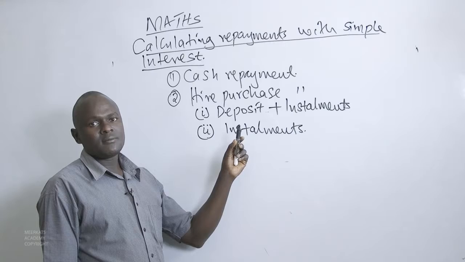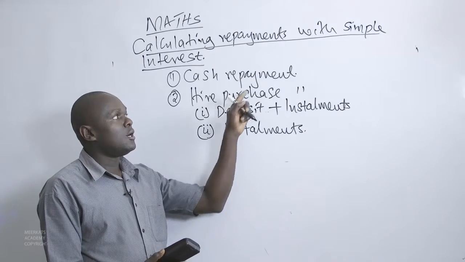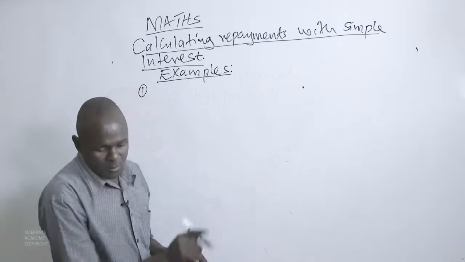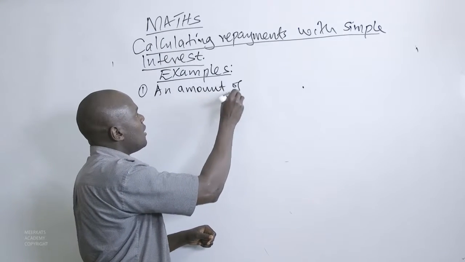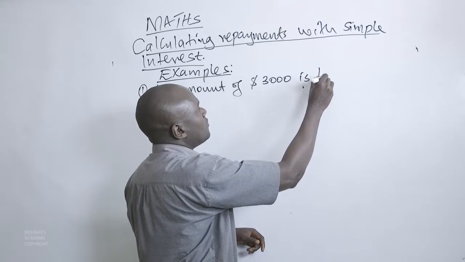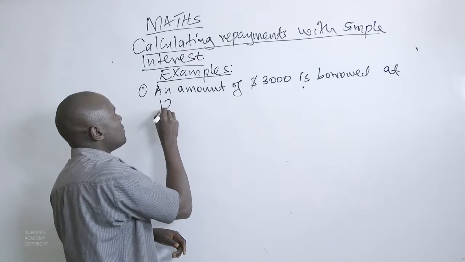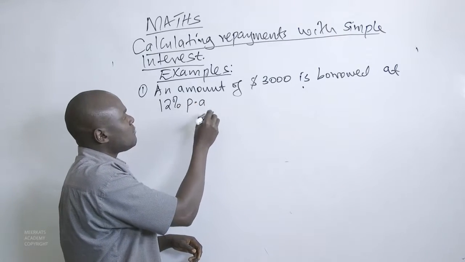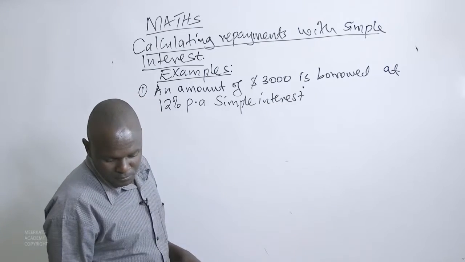Basically, since we are looking at repayments, we can just move on to examples that will help us to internalize these two methods of repayments using the simple interest concept. The first example: an amount of $3,000 is borrowed at 12% per annum simple interest for 2 years.